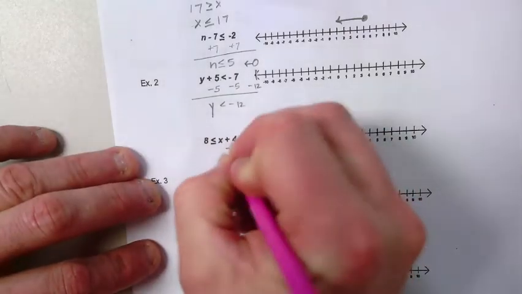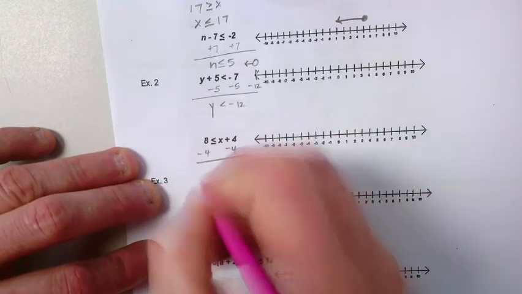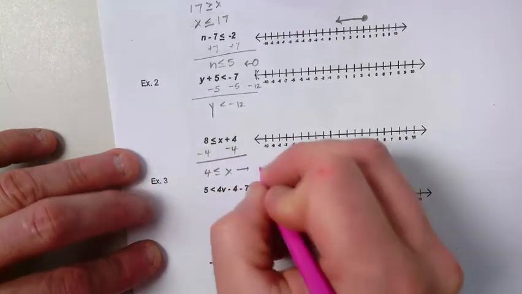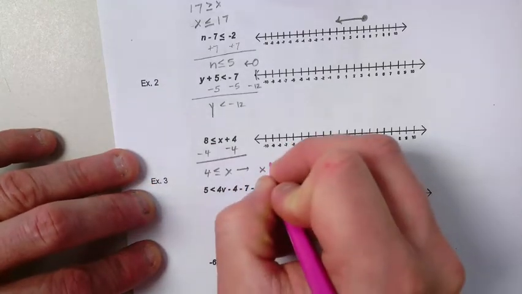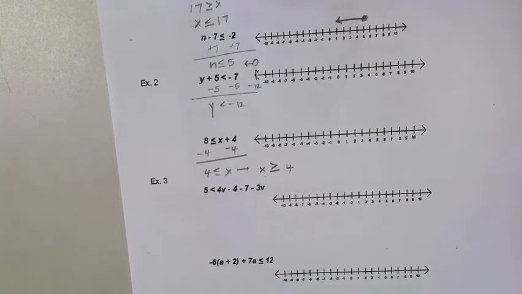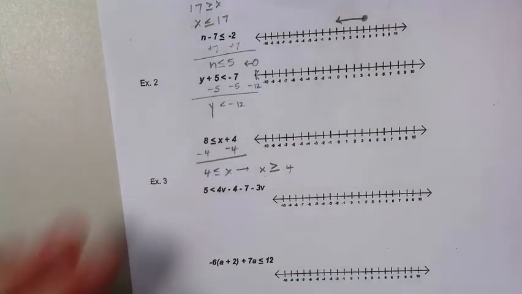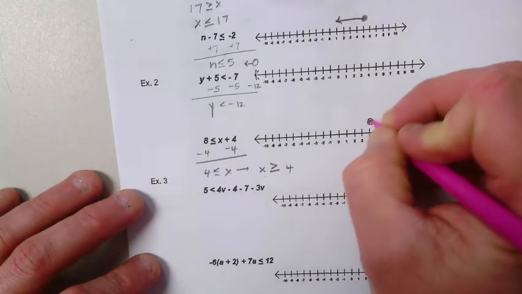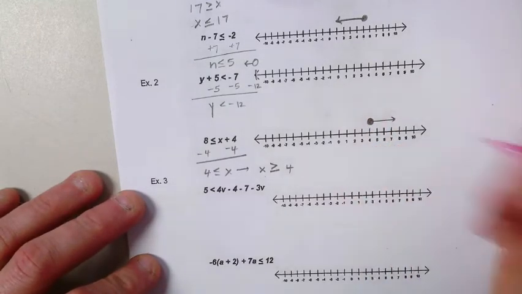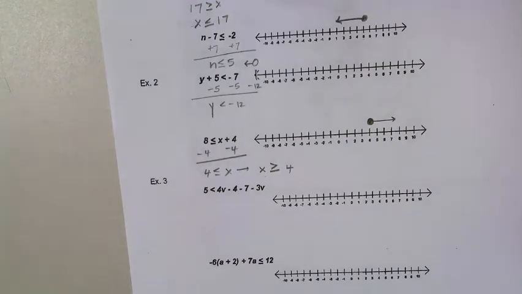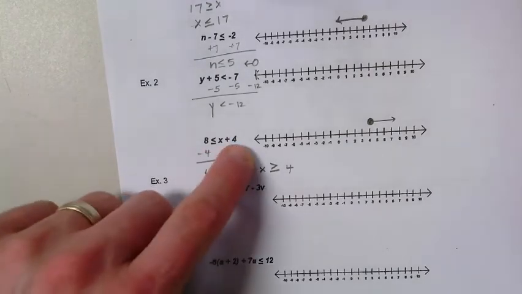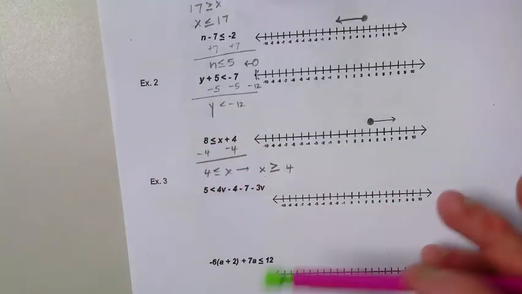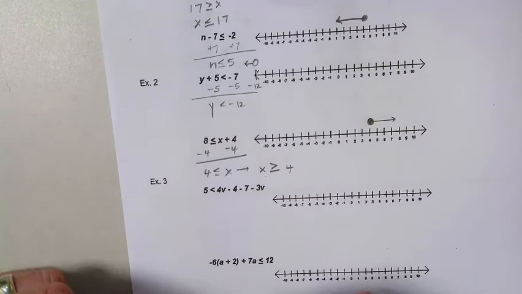Next one, subtract 4 from both sides. So I get 4 less than or equal to x. Remember, I would like you to switch those. Okay, so 4 is less than or equal to x becomes x is greater than or equal to 4. So if I pick this, or equal to, if I go ahead and do like 6, is 6 plus 4, is 8 less than or equal to 10? 6 plus 4 is 10. It is. It's smaller than 10.